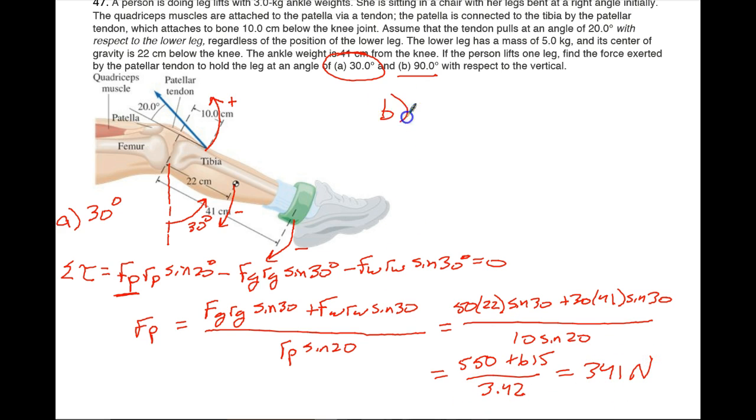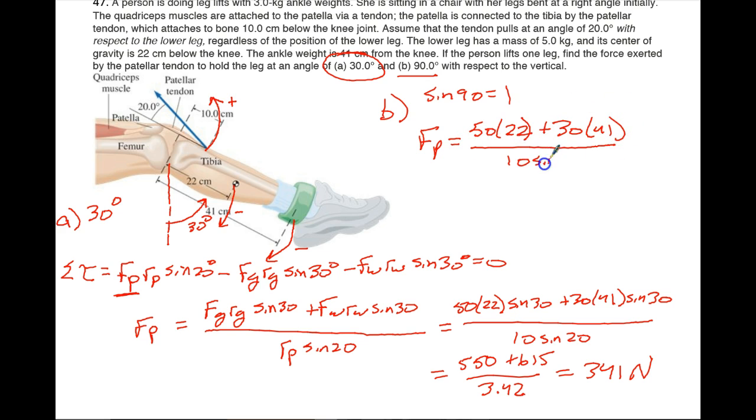When we do the sine of 90, remember the sine of 90 will give us a number equal to 1. So I can just redo this equation again, but because I don't have a sine of 30, that makes this problem a lot easier. So now the force of the patellar tendon is equal to 50 times 22 plus 30 times 41. And we got rid of the sine of 90 because it's 1. And then we're going to divide by 10 times the sine of 20, since that's what we had on the bottom here. And when you're done, you end up with 652 newtons.